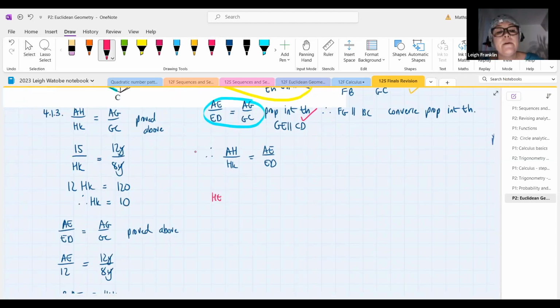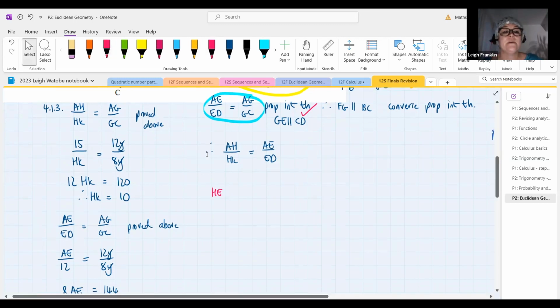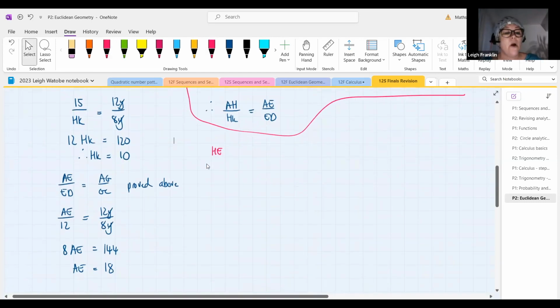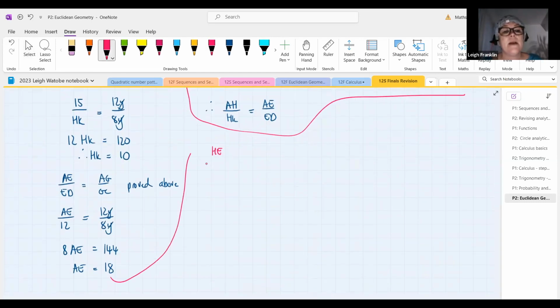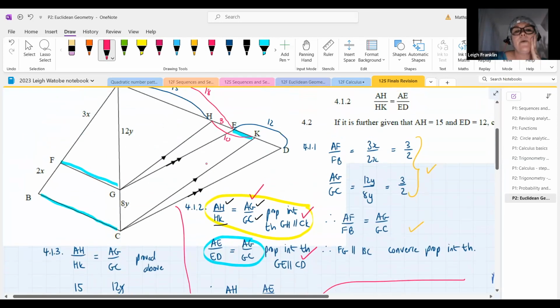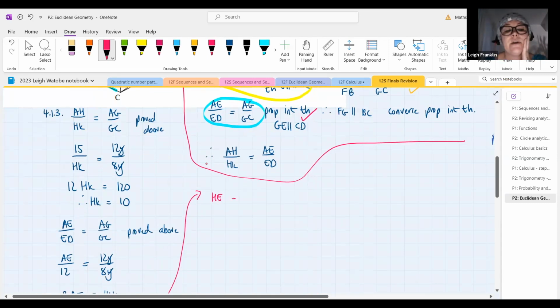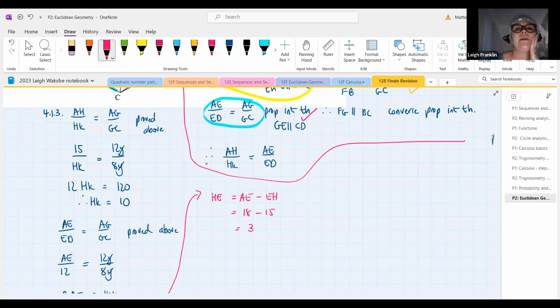Sorry, after this is part of our different question. Let's just keep that separate. So after this, I'm kind of coming up here so that I don't keep writing below all the time. So HE is AE minus AH. Is AE minus EH. So that is 18 minus 15, which gives us 3.